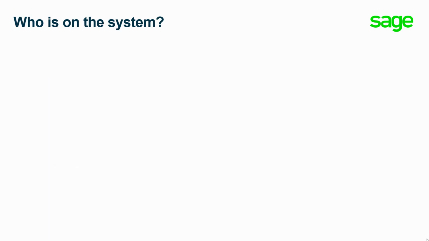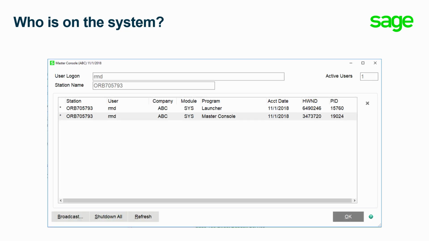So everyone should be out of the system when you're closing, and also, as we said, when you do a backup. Master Console lets you see who is on the system. And if you see users on the system using the module you want to close, you could actually call them, email them, or use the broadcast button. Let me show you where you access the Master Console.